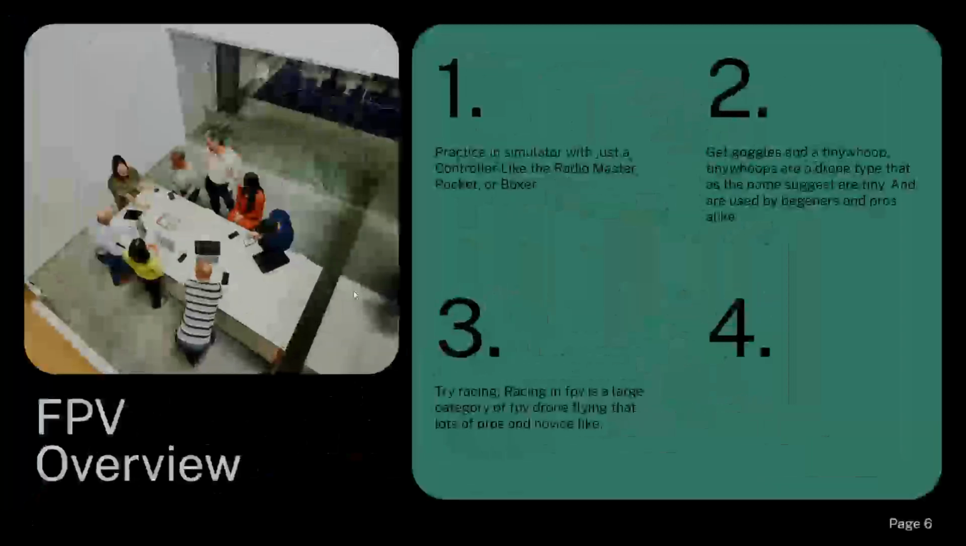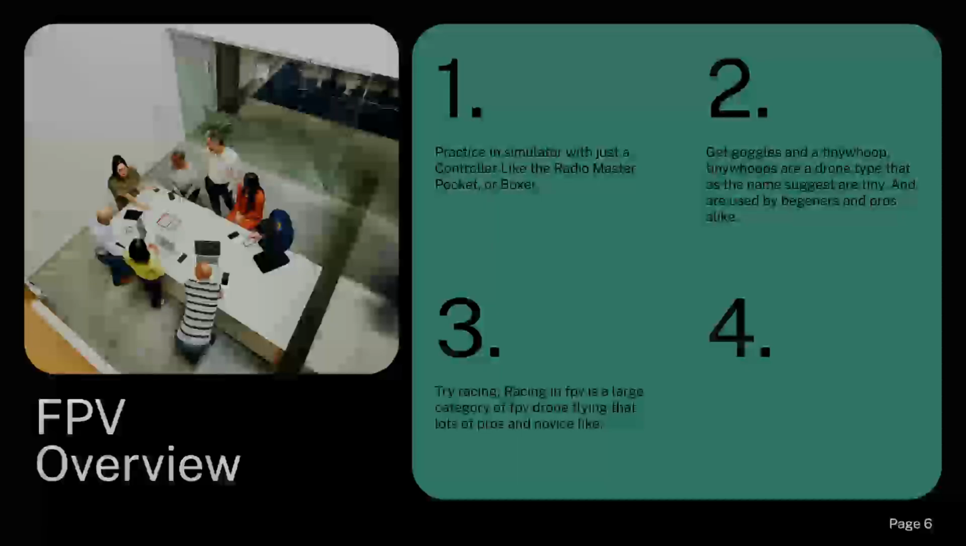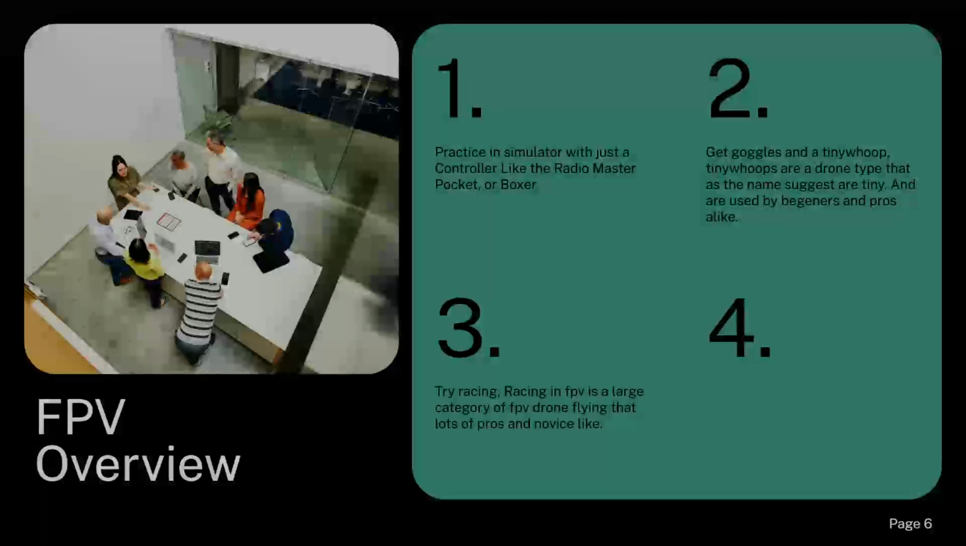And then comes the FPV overview. I was going to do the drone types, but I didn't. Step 1: practice on a simulator. Most people get a RadioMaster Pocket or Boxer and buy a simulator on their PC, computer, laptop, all that good stuff. They'll practice on simulators like Liftoff, or if you want a free one, Orca has an FPV simulator. I use that one.